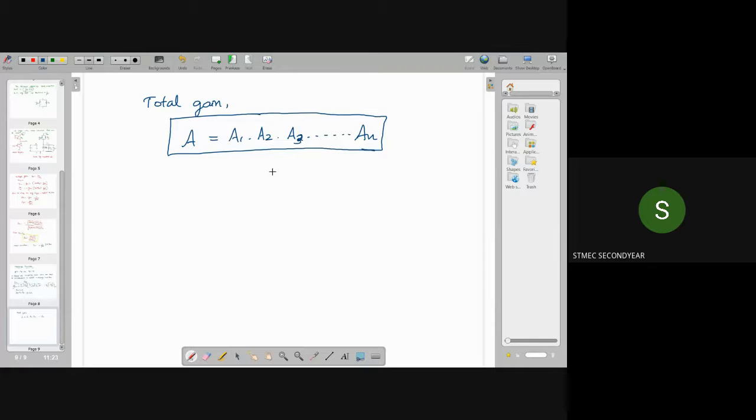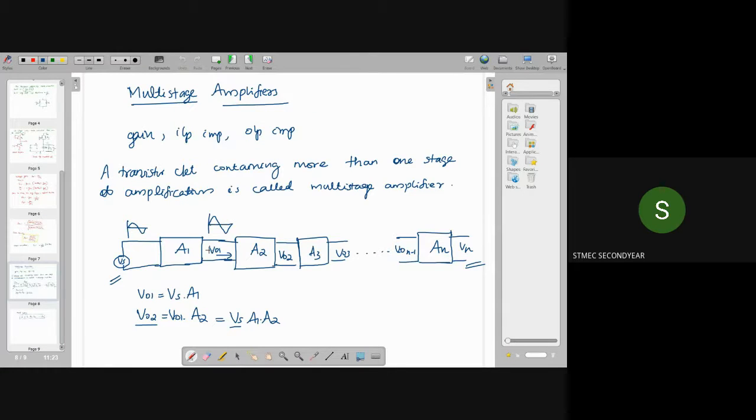Now this connection, that is, we are giving the output of the first stage to the input of the next stage, the output of the second to the input of the third. This connection is called cascade connection.